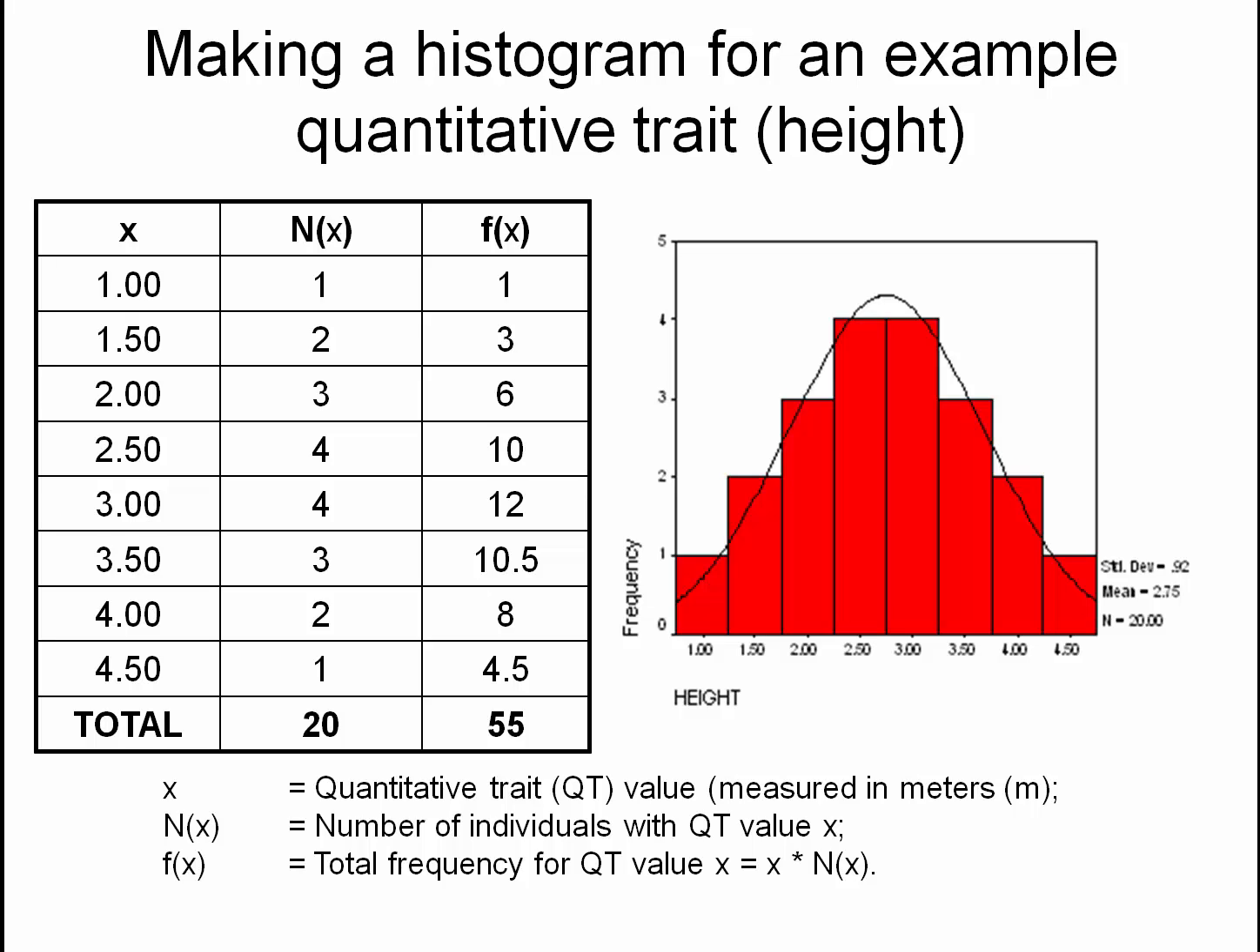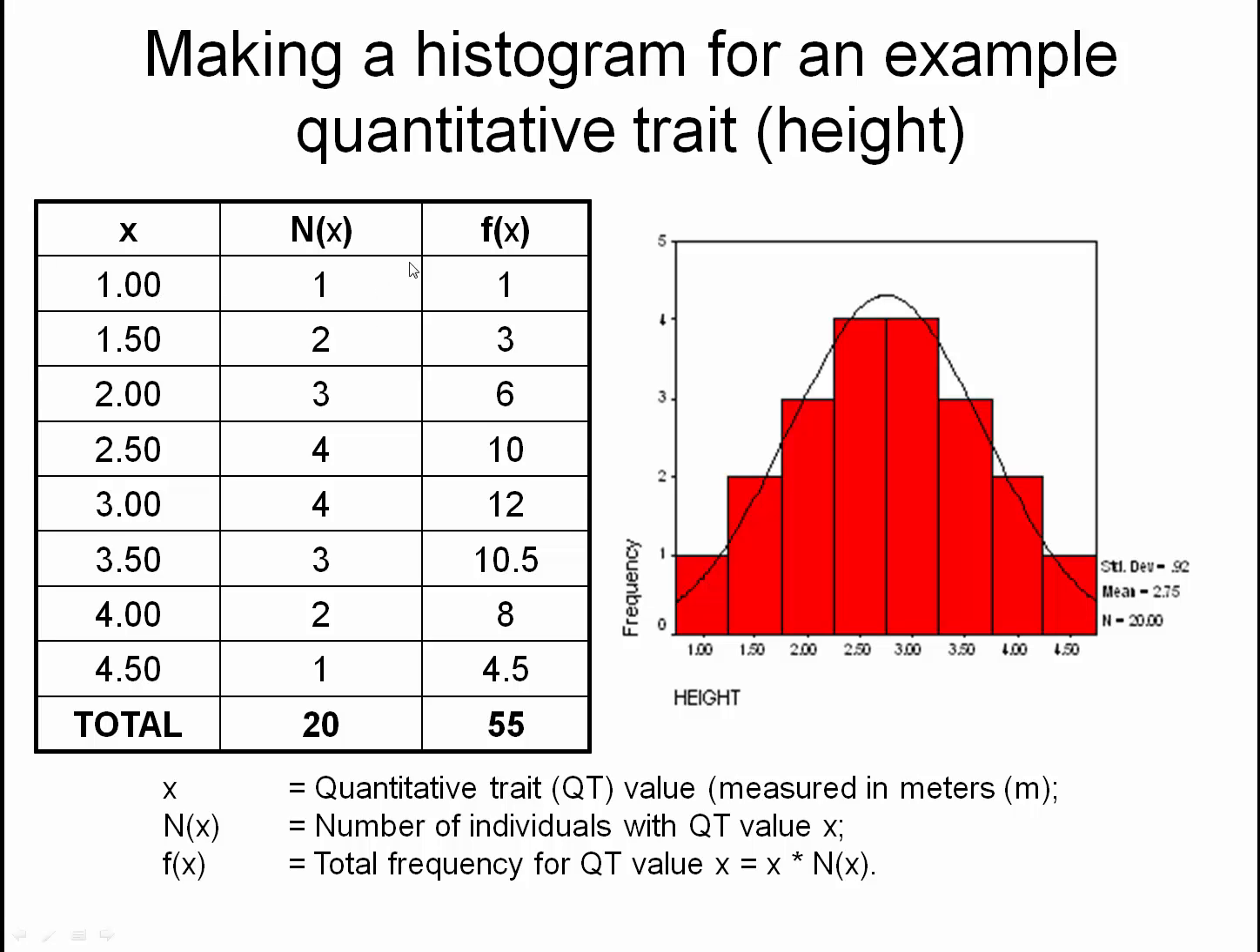Now, one of the things that we want to know when we're doing this is, how many cats are of length 1 meter? How many cats are of length 1.5 meters or 2 meters, etc.? And you can see in this second column, that's what we do. We just list the number of times we observe an individual with the phenotype value, the quantitative value given in the first cell, in that row.